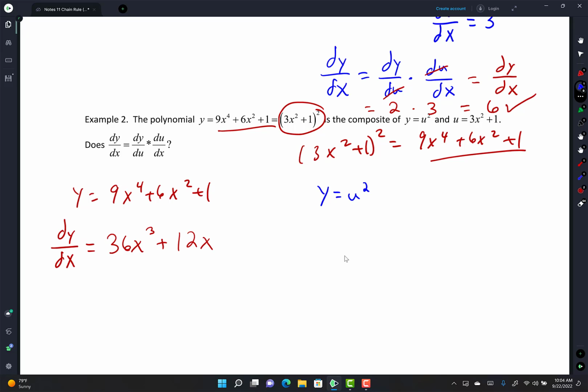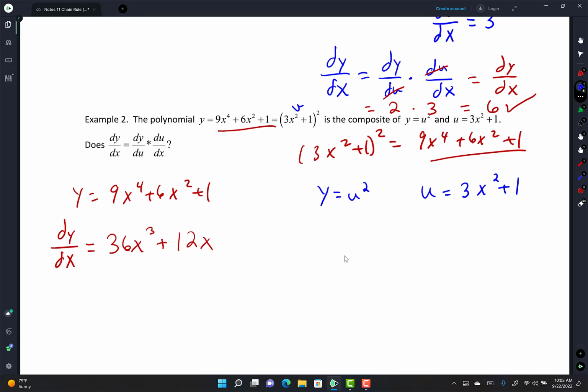And I can say that u equals 3x squared plus 1. Have I lost anyone? See? This is like u. That's like u squared, right? Okay.